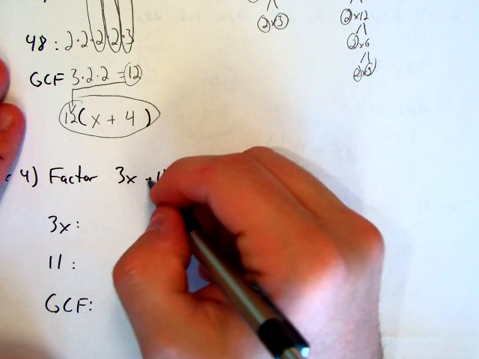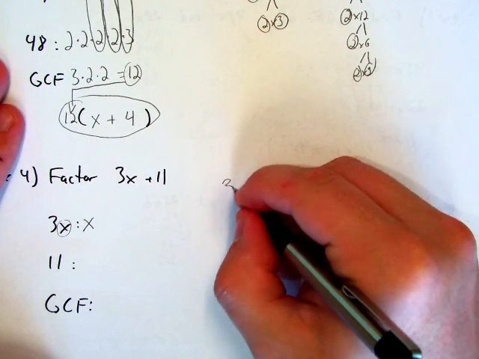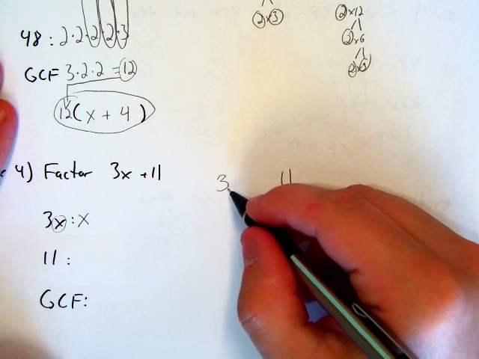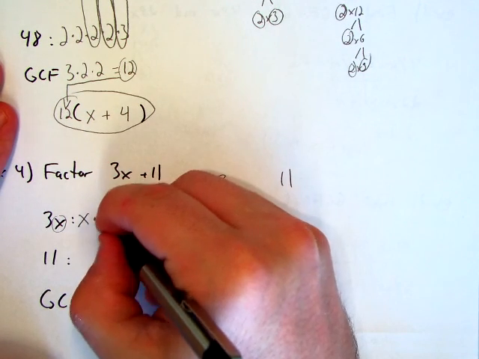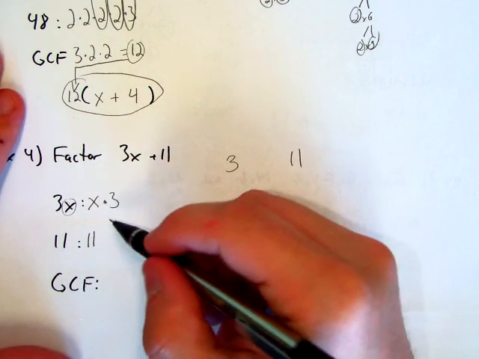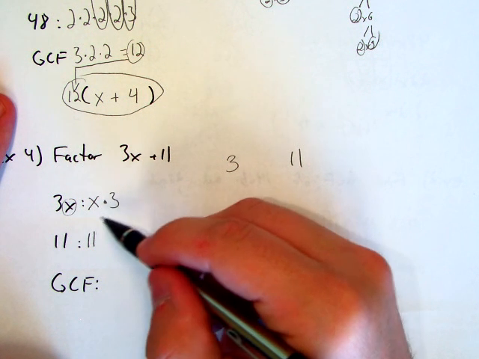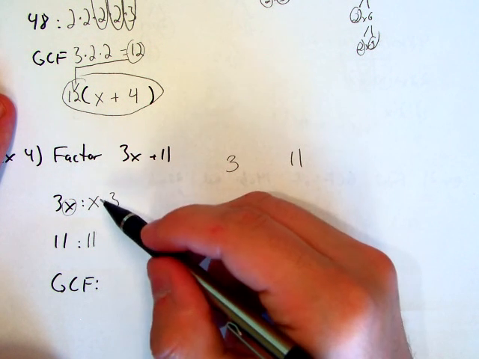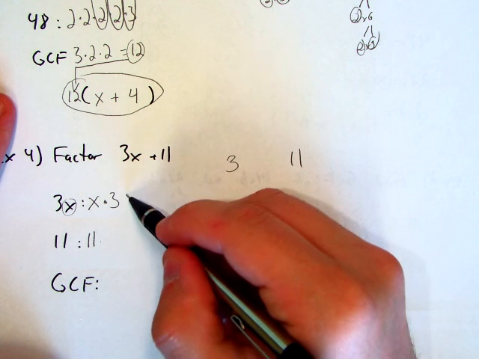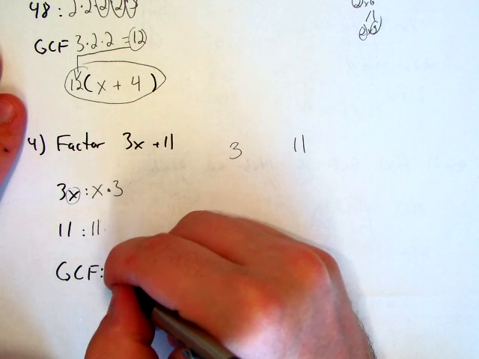Last question, factor 3x plus 11. Again, there's an x here, so I'm going to leave x out. I'm going to factor 3 and 11. Now, 3 is already prime, and so is 11. Which means that there isn't a pair, because there isn't an x or a 3 down in this 11, and there isn't an 11 up in 3x. So if there isn't a pair, the greatest common factor is 1.